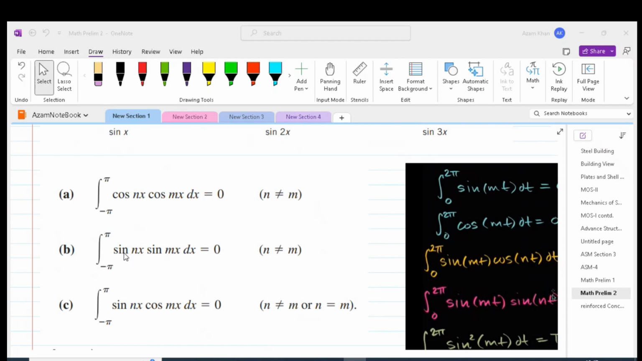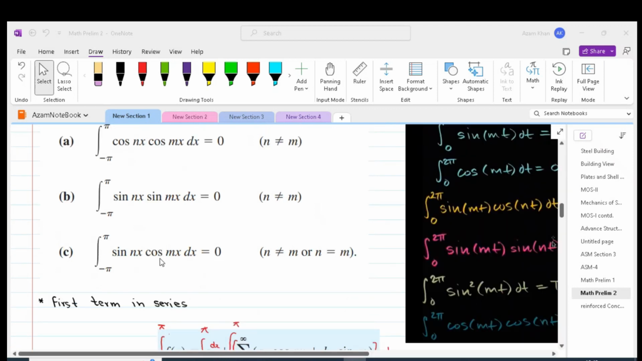Similarly, if we have sin nx and sin mx dx, and we integrate this function between minus pi and plus pi with n not equal to m, we will always get 0. Sin nx cos mx integrated between minus pi and pi, with n either equal to or not equal to m, will give us 0.